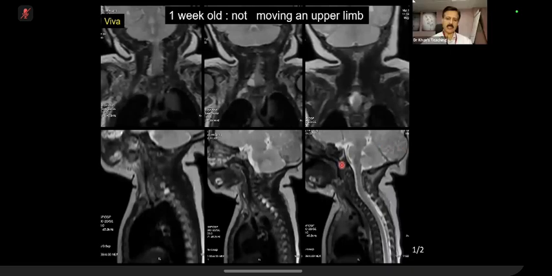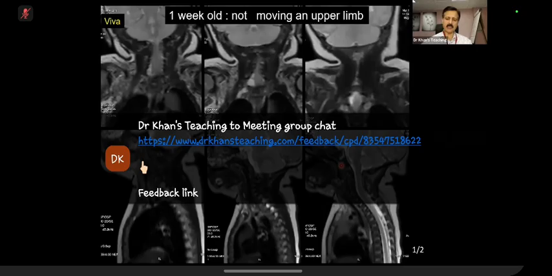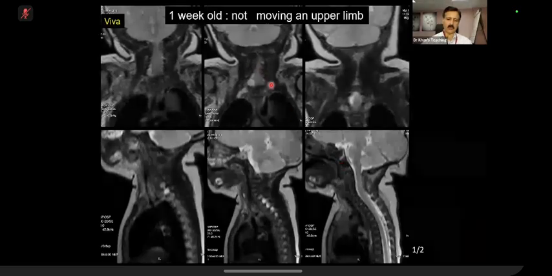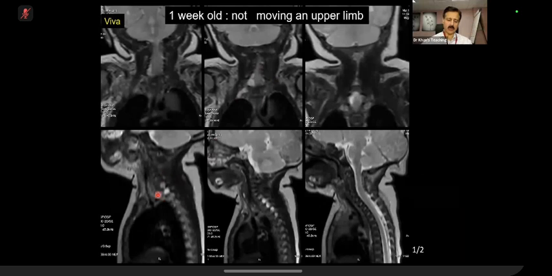Okay, so this case, the image quality here is not very good. But having said that, this case has come in the exam. So this patient again has got a birth trauma and is not moving the upper limb. Now concentrate on this T2 weighted sequence, coronal. Concentrate on this parasagittal T2 weighted sequence. What comes to your mind? What is your diagnosis?